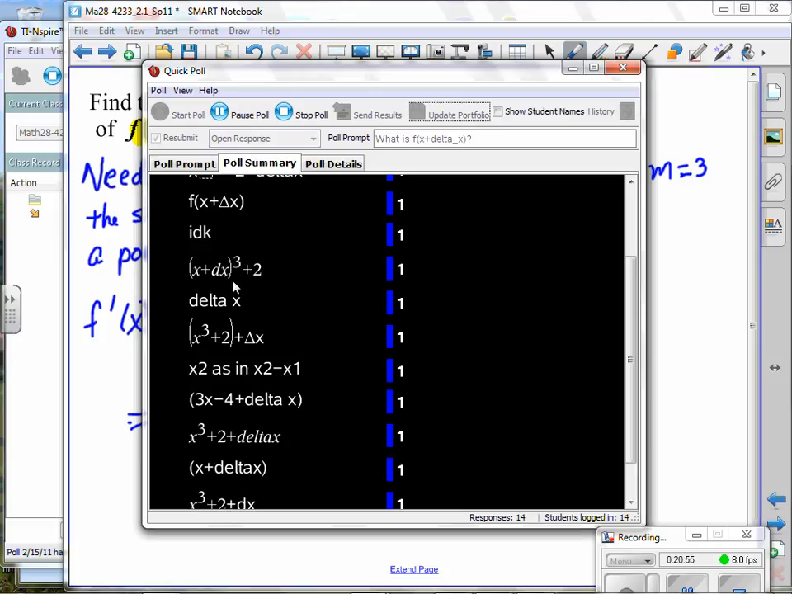Now, I like this. Take a look at this one. When I ask you for f of, what is that quantity inside the parentheses? Input or output? Input. What do you do with an input value in a function? You go to the function, you find everywhere where the input variable is, and you substitute it. So everywhere you see the input variable in the function, you need to substitute x plus delta x. So there you go. This is the first correct answer I have.